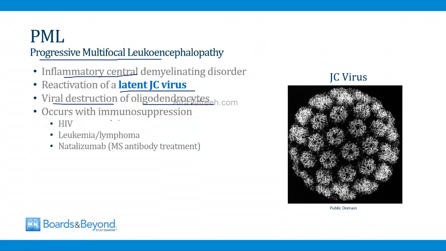And as I said, this requires immunosuppression. Classically, PML is associated with late-stage HIV. It can also be associated with leukemia and lymphoma, especially in patients who are receiving chemotherapy. And then there is an antibody therapy for multiple sclerosis called natalizumab, which is famous for causing reactivation of the JC virus. And in any patient who is going to be treated with this drug, they need to first be screened for antibodies to the JC virus.